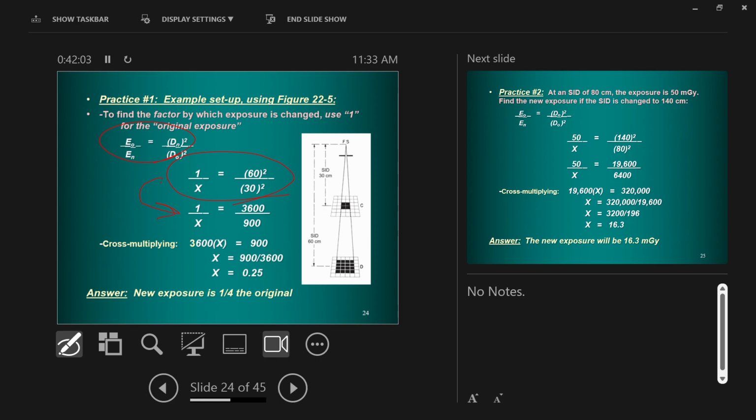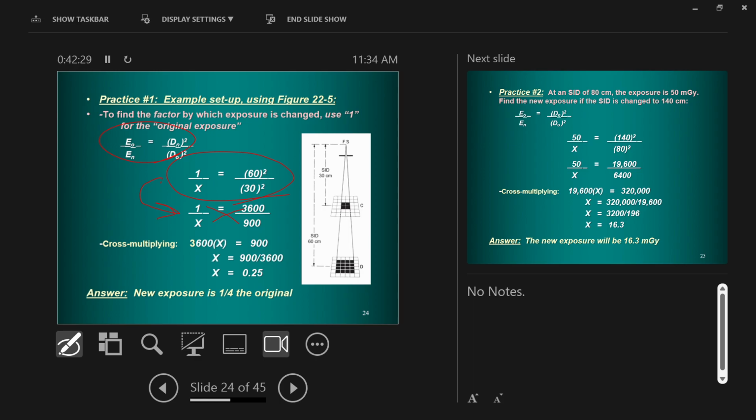Is everyone okay getting from the original formulation down to there? Take care of the exponents, get them out of the way, okay? Then what you're going to want to do from there is this step we call cross multiplying, okay? You'll take 1, multiply it by 900, and you'll take 3,600 and multiply it by x. So you get 3,600x equals 900.